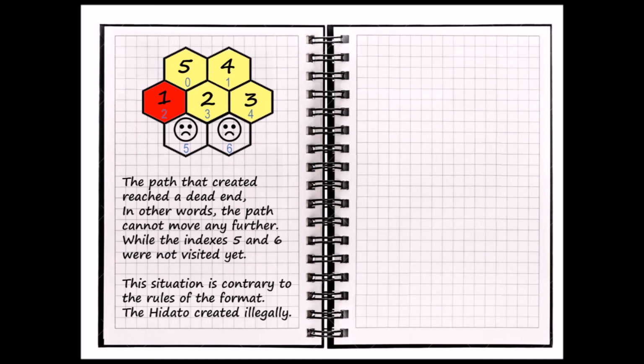The path that was created reached a dead end. In other words, the path cannot move any further, while indexes 5 and 6 were not visited yet. This situation is contrary to the rules of the format. The Hidato was created illegally.